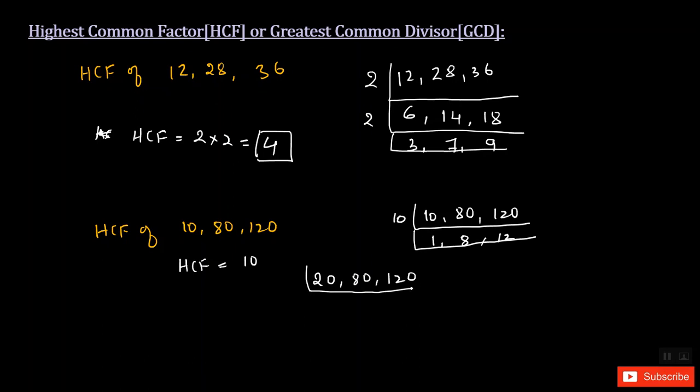So when we do it, first you divide by 10, so you'll get 2, 8, 12. Now in this case 2, 8 and 12 are divisible by a common number, that is 2. So 2 divided by 2 is 1, then 4 and 6. So now your highest common factor is going to be 10 times 2, that's 20. This is how you calculate, right?